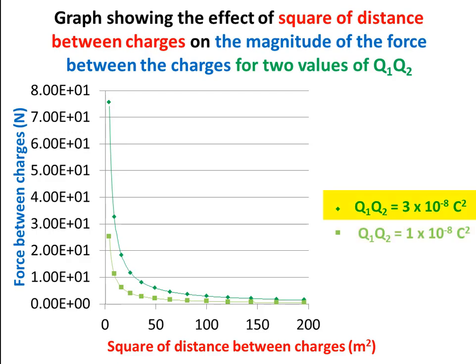And that's because the greater the product of the charges, the more force they exert between one another for a certain distance. The dependent variable is the force between the charges in newtons, or more exactly, the magnitude of the force between the charges. But obviously on the graph, we are showing magnitude. We cannot show direction on a graph. So we might leave out "magnitude of". The heading is: graph showing the effect of square of distance between charges on the magnitude of the force between the charges for 2 values of Q1 times Q2.